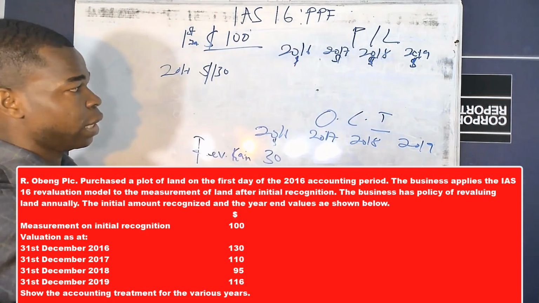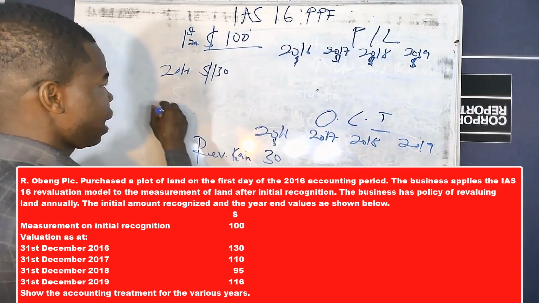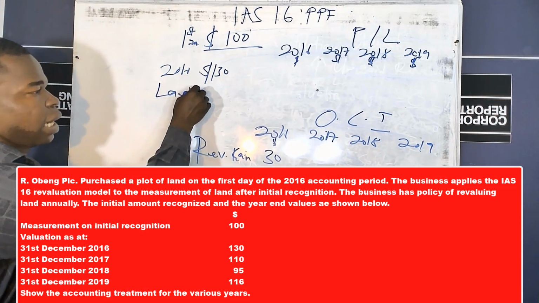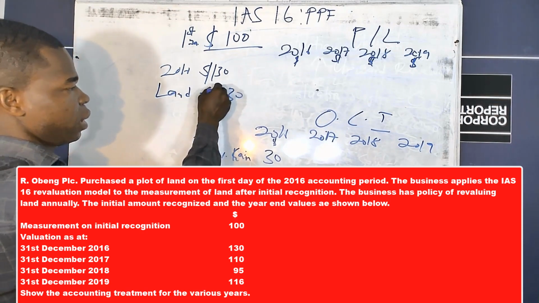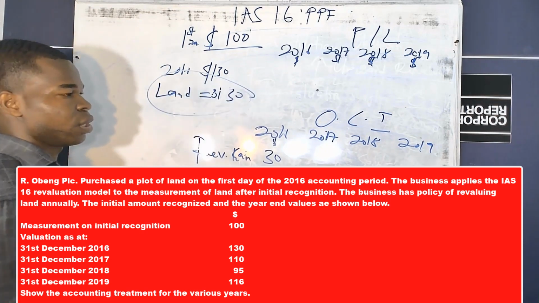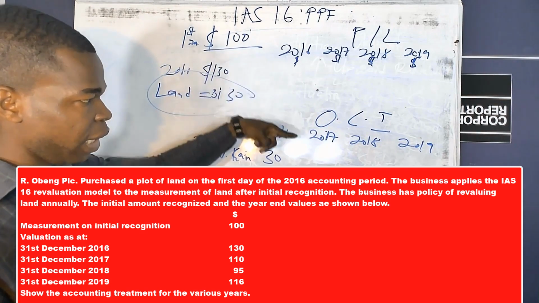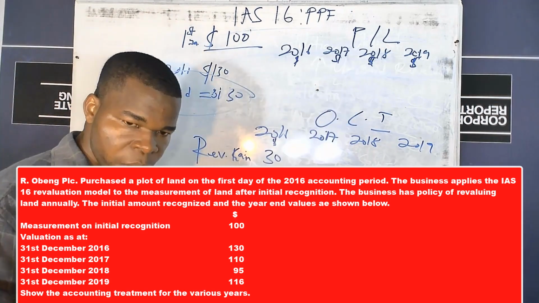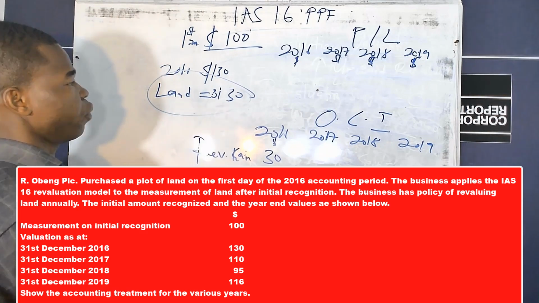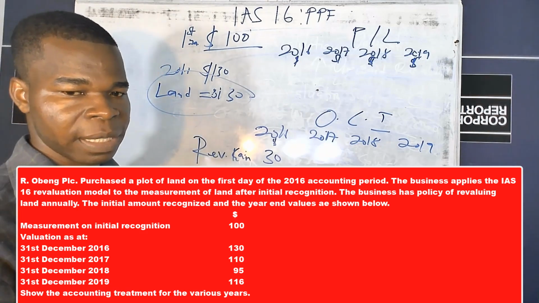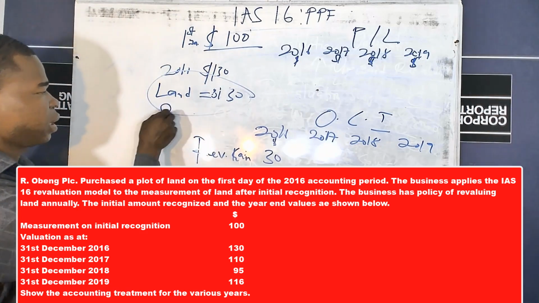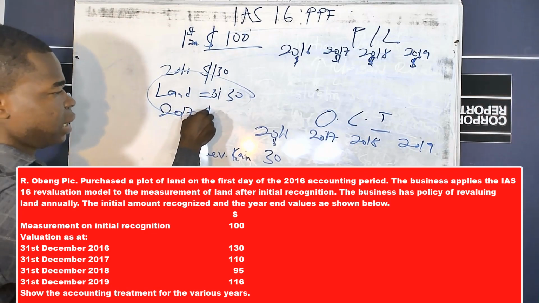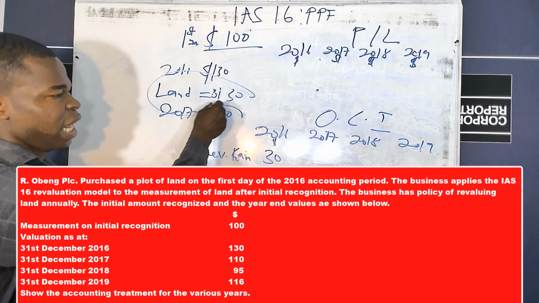So now if you go to the statement of financial position, the land now will cost 130 dollars. So this becomes the opening in 2017. Okay. So in 2017 we're told that the asset cost how much? 110. So in 2017 we're told that the asset now is revalued to 110.